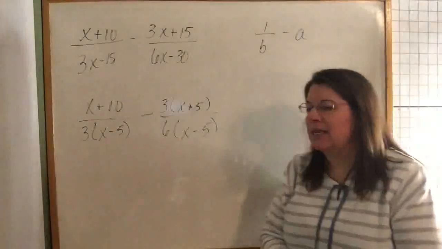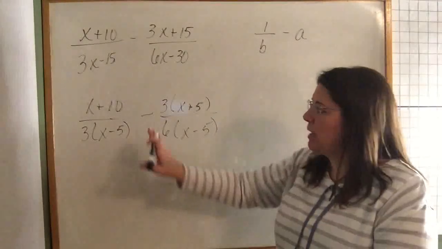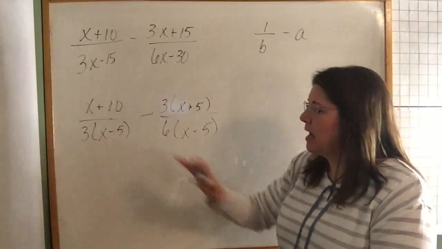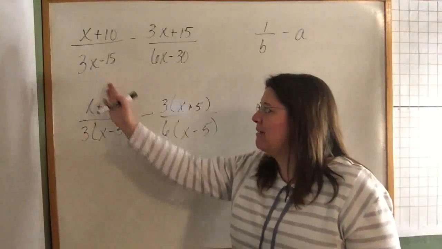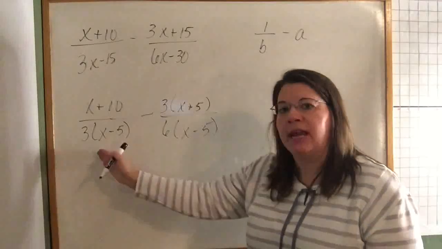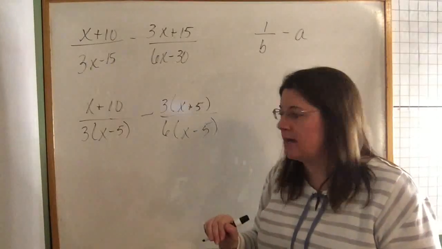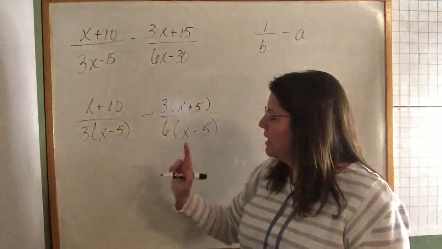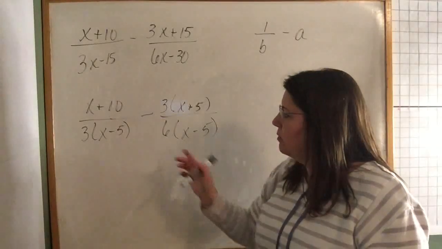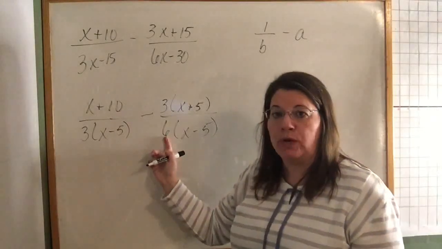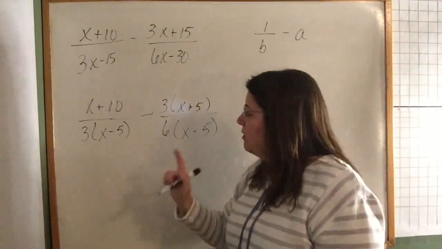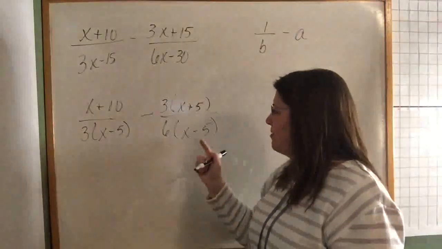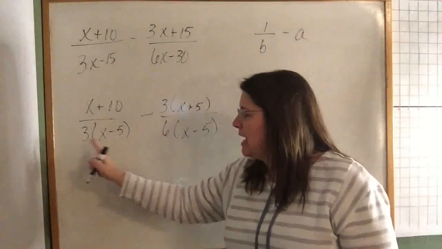Now, looking at the denominators, I know in order to be able to subtract these, my denominators have to be the same. Well, I might not have seen this if I hadn't factored, but they already both have an x minus 5, so that makes it really nice. This one has a 3, and this one has a 6. So technically, 6 is 3 times 2. So this one has a 6 times x minus 5. This one has a 3 times x minus 5.